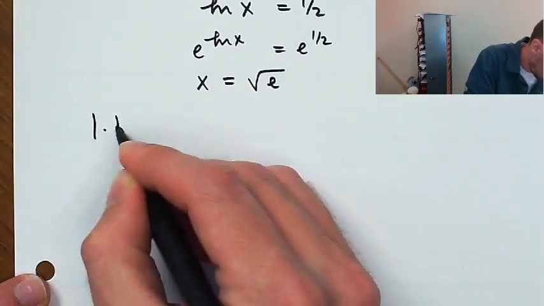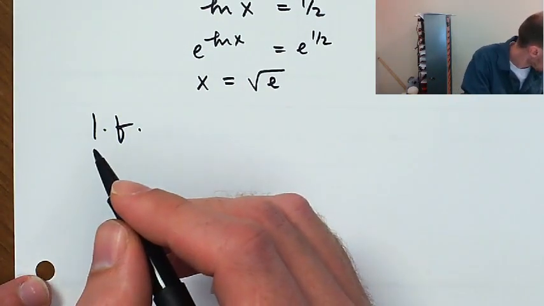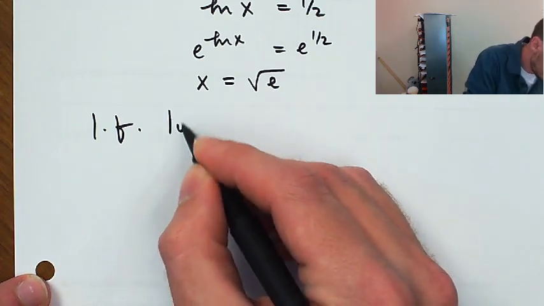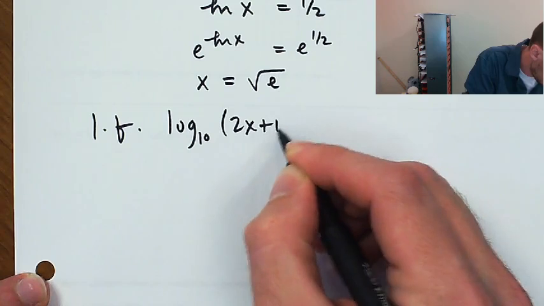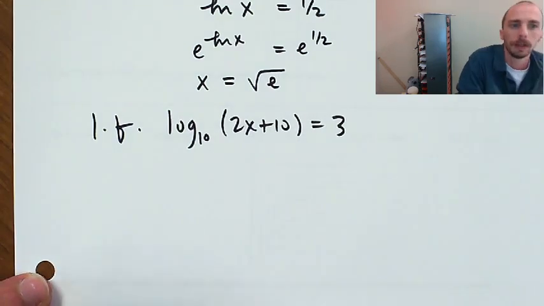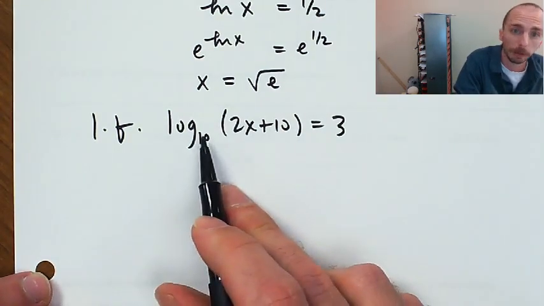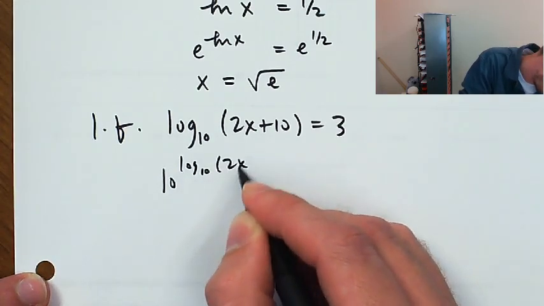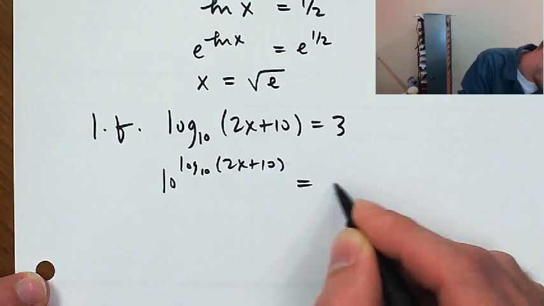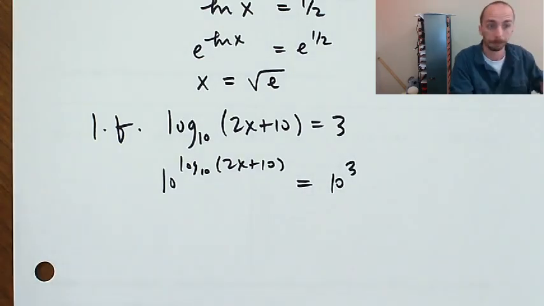Okay, for F, I've got common log, so I'm going to actually write base 10 log there. log base 10 of 2x plus 10 equals 3. Okay, so I need to take 10 to both sides power to get rid of this log. So 10 to the log base 10 of 2x plus 10 equals 10 to the third.